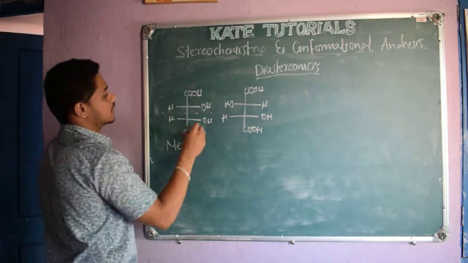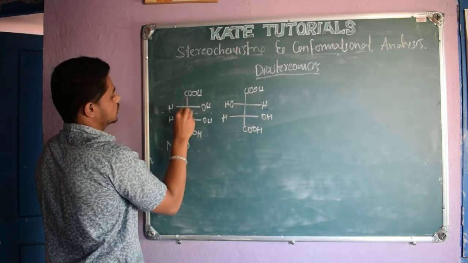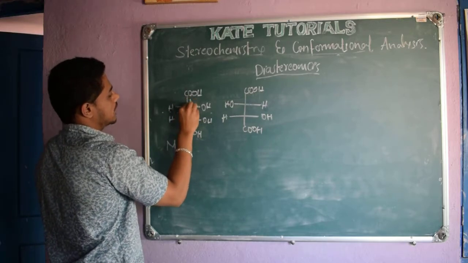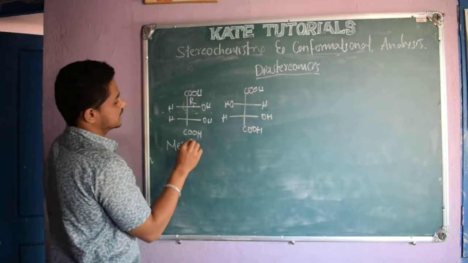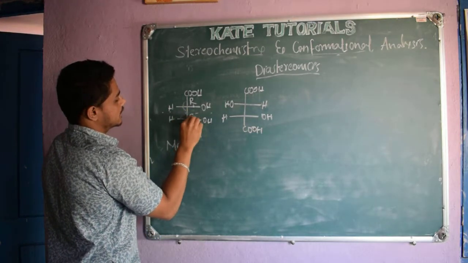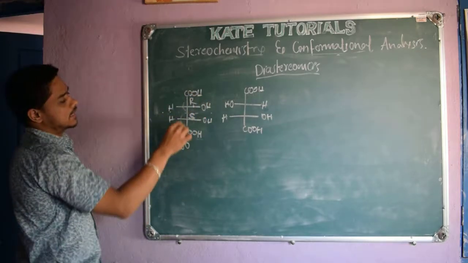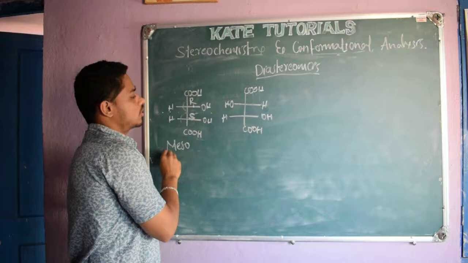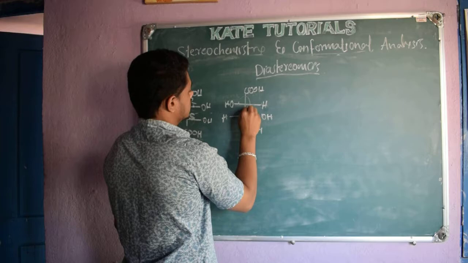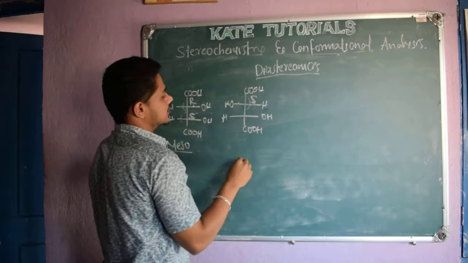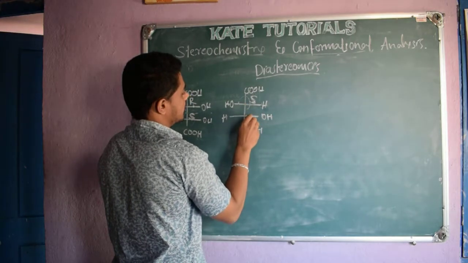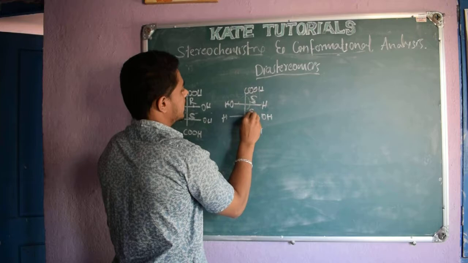Why? See here, 1, 2, 3. This is anti-clockwise, but since hydrogen is above the plane, it is R. And what about this? 1, 2, 3. It should be R, but it is S. Since all the atoms are the same, there is internal cancellation, so it is optically inactive, so it is a meso compound. What happens here? 1, 2, 3. It should be R, but hydrogen is above the plane, so it is S. Here also, it should be R, but since hydrogen is above the plane, it is S.